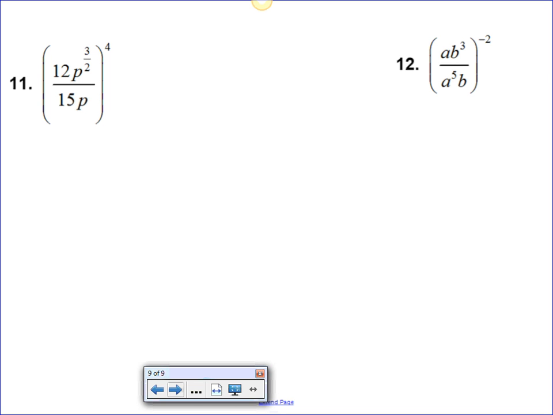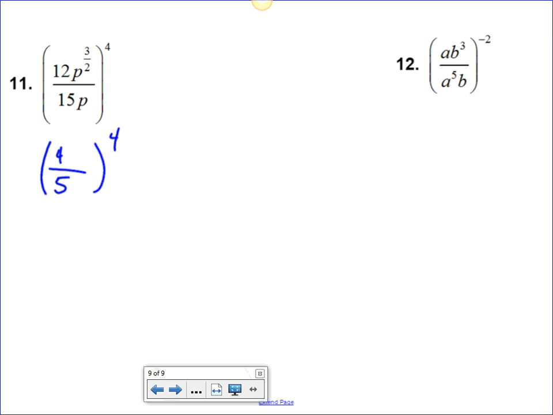Okay, one final slide here. Let's take a look at these two and let's see what we can do. So first of all, what would I do? Well, we can simplify inside of the parentheses, might be the best option. So inside of the parentheses, you can divide each of these by 3, the 12 and the 15 reduced by 3, so I'd have 4 over 5.